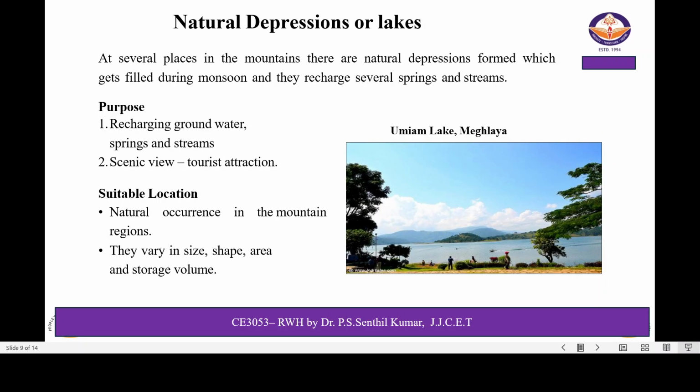Next, natural depressions or lakes. Yes, in several places in the mountains there are natural depressions formed which get filled during monsoon and they recharge several springs and streams. Next, we will see the purpose. First one is recharging groundwater, springs and streams. Second one is scenic view, that is, a tourist attraction. Next, suitable location. First one is natural occurrence in the mountain regions. Second one is they vary in size, shape, area and storage volume.